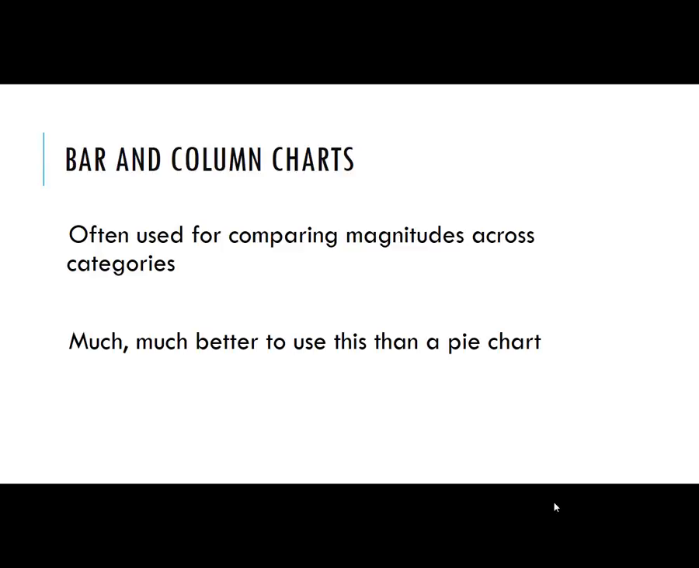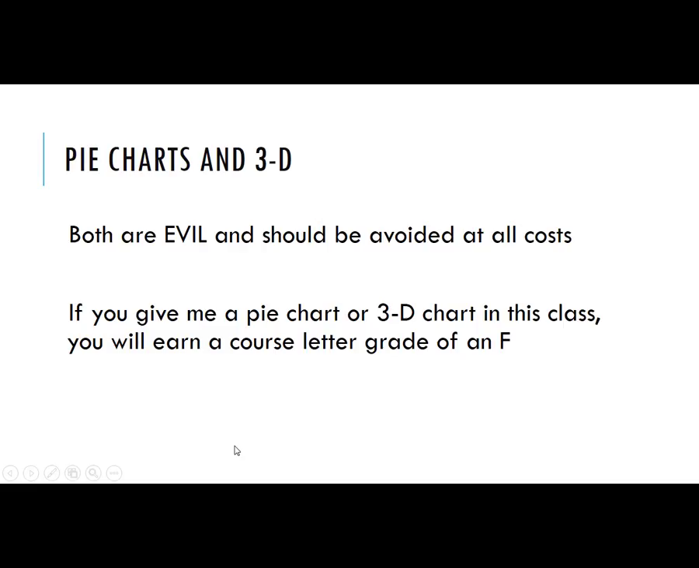The real reason here is because humans are not good at actually identifying the area of a circle. The area of a circle does not grow linearly when the radius expands. So in fact, pie charts and 3D charts are both evil and should be avoided at all cost. If you give me a pie chart or a 3D chart in this class, you'll earn a letter grade of an F. That's how much I don't like them.